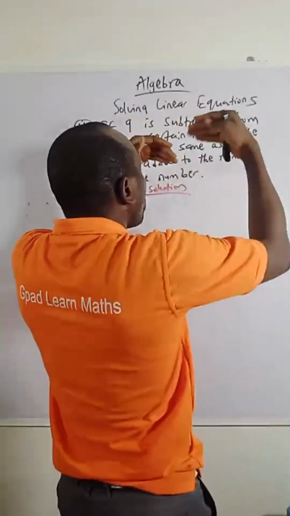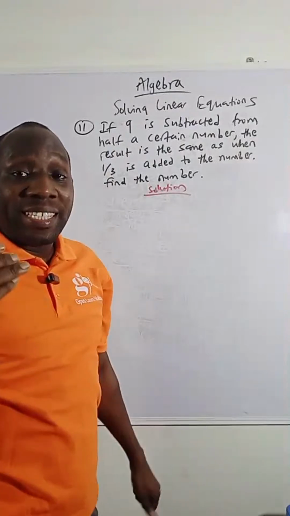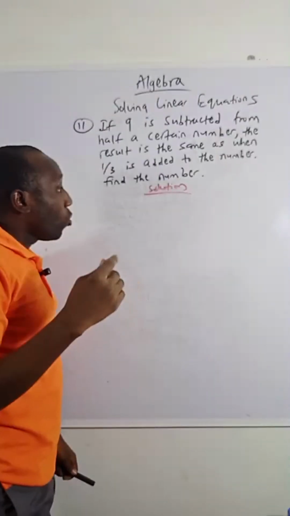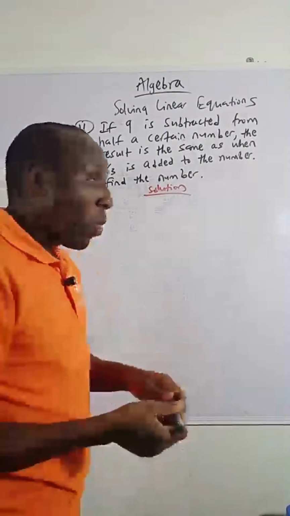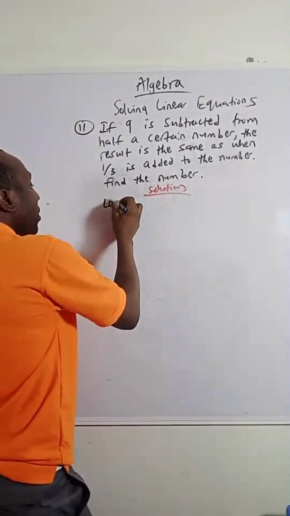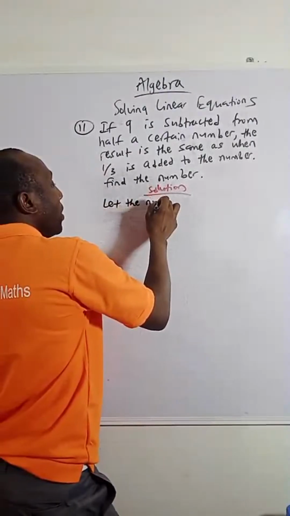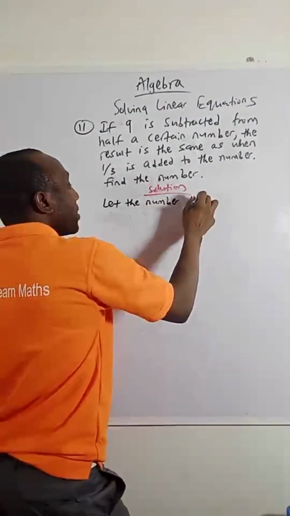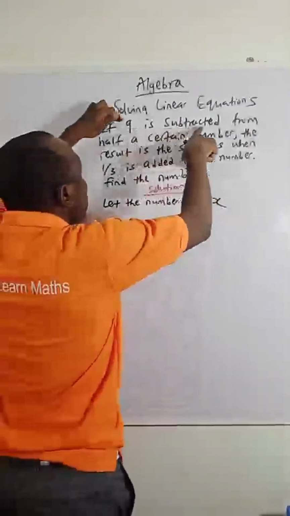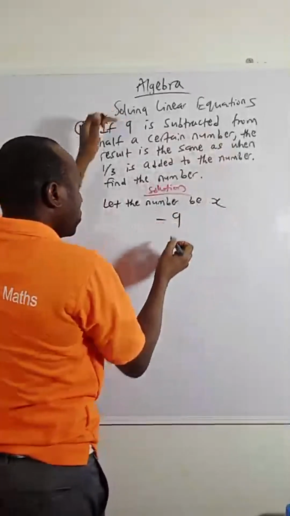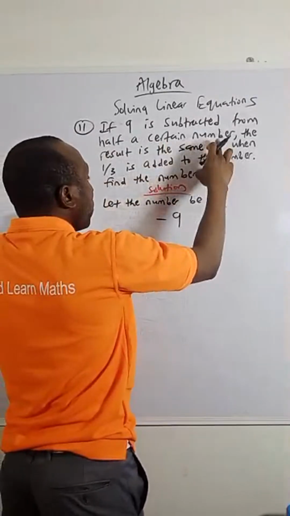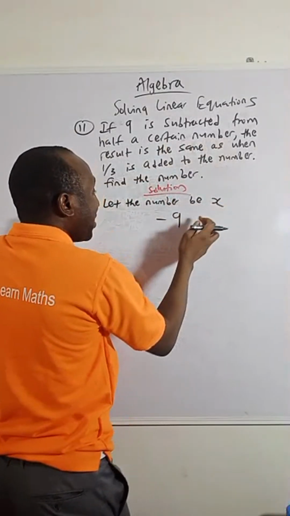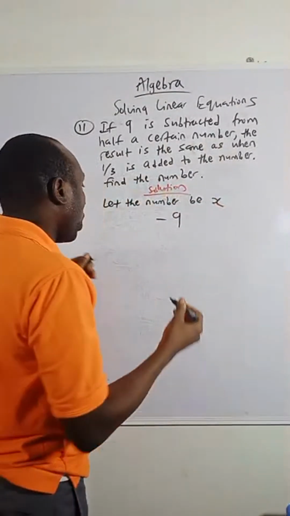If 9 is subtracted from half a certain number. We need to read the question and interpret it accordingly. We don't know what this number is, so I can say, let the number be X, or Y, or whatever letter you want to use. So let the number be X. We're told that 9 is subtracted from half a certain number. The certain number is X, so half of it will be X over 2.